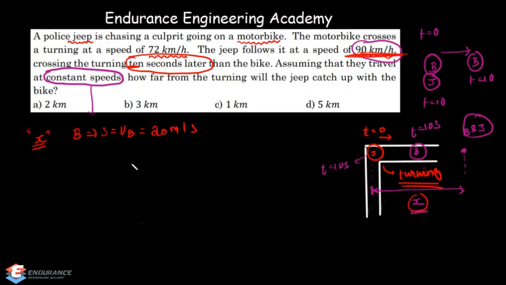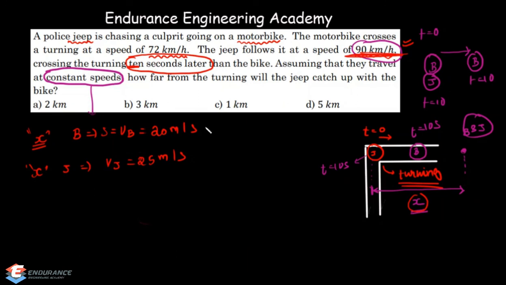And the jeep should also cover the same distance x, but with the speed vj, the speed of 25 meter per second. You just multiply by 10 power 3 and divide by 3600 to get it. Now the question is, what about the time taken? Both are covering the same distance, but both are traveling at different velocities.